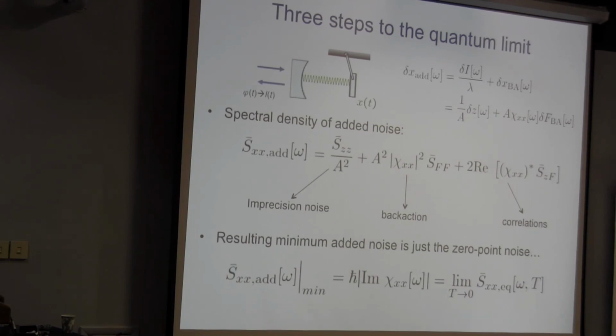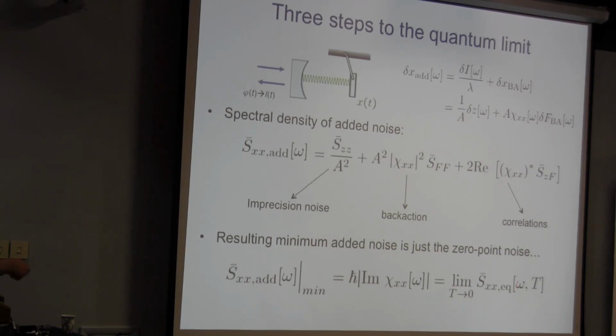We finally plug in that optimal value of what this cross-correlator should be, and we get the answer that we expected. What's the final answer we get? When you go through all three of these steps, what's the lowest you can make this added noise at any given frequency? It's h bar times the imaginary part of that susceptibility. But that's exactly the spectral density of these position noise fluctuations at zero temperature. The zero point position noise of the mechanics.